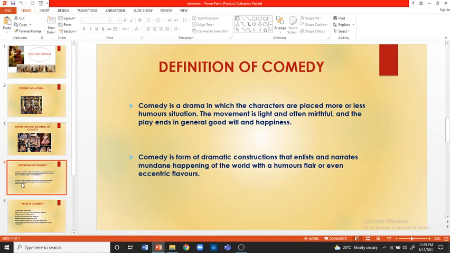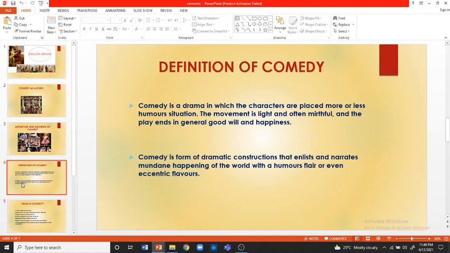It is a part of drama, a type of drama where the characters are placed more or less in humorous situations, and the movement is very light and often mirthful. And the play ends in general goodwill and happiness, which means a happy ending is very important, mirth is important, and the movement is light.